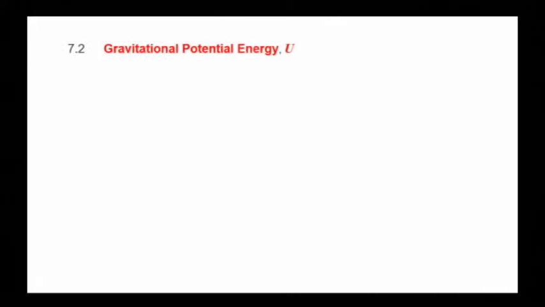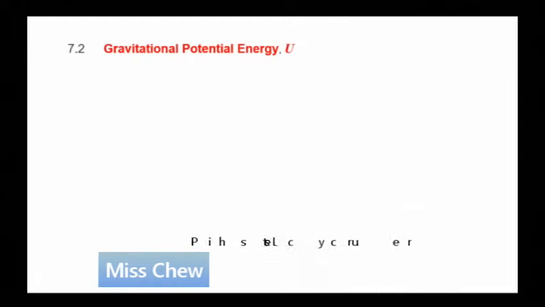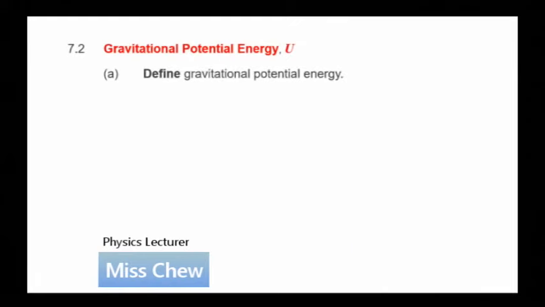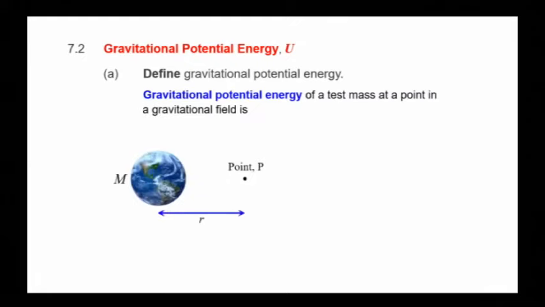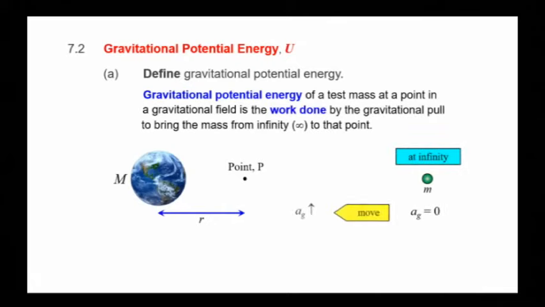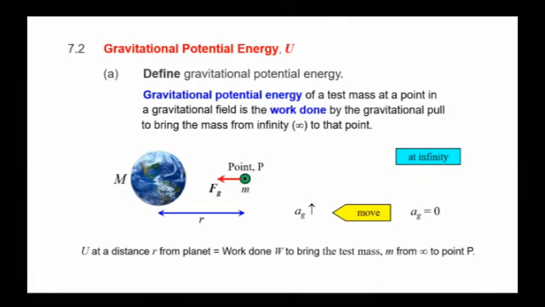Subtopic 7.2 is about gravitational potential energy. First of all, we will define gravitational potential energy. Gravitational potential energy of a test mass at a point in a gravitational field is the work done by the gravitational pull to bring the mass from infinity to that point. Gravitational potential energy of a test mass at point P at a distance r from a planet equals the work done to bring the mass from infinity to point P.